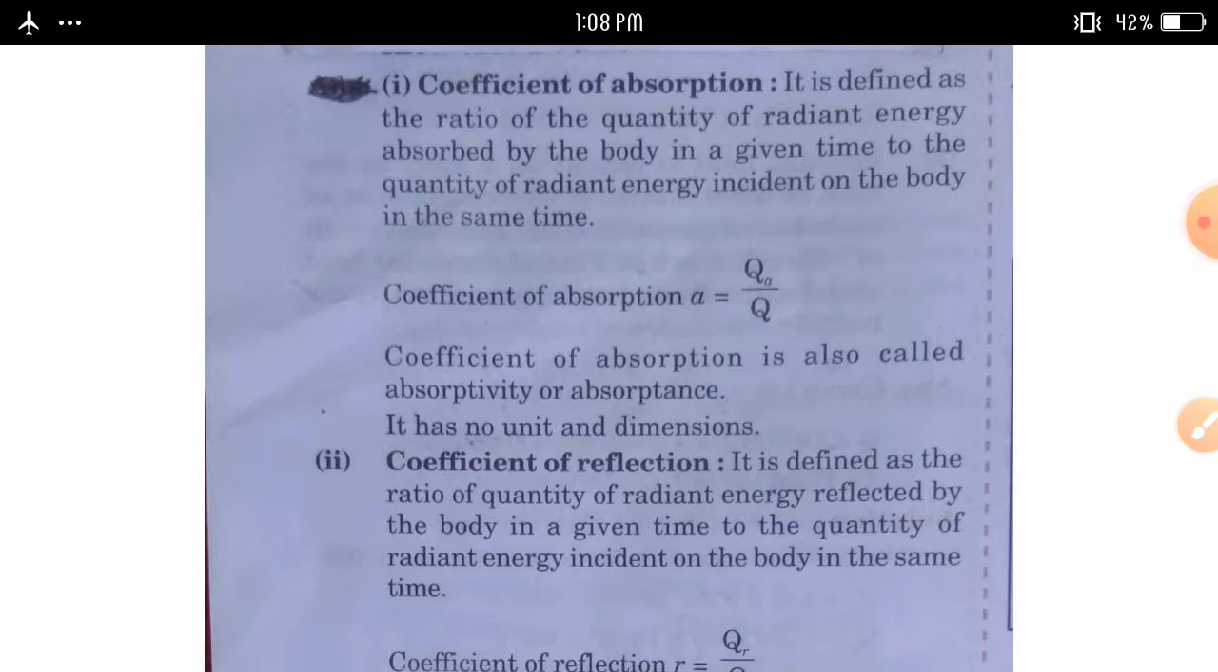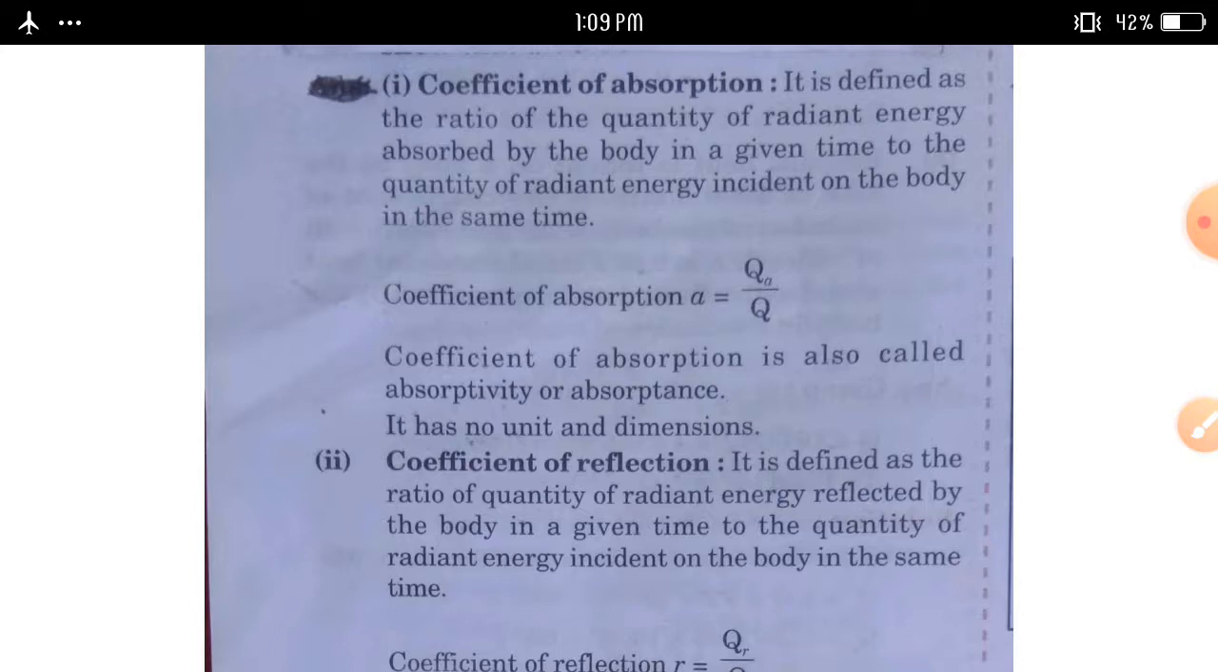Today we learn a new topic, radiation. In radiation we discuss some important concepts in chapter 3. Firstly we discuss the kinetic theory of gases, and another part is radiation. Here we can discuss some important concepts.